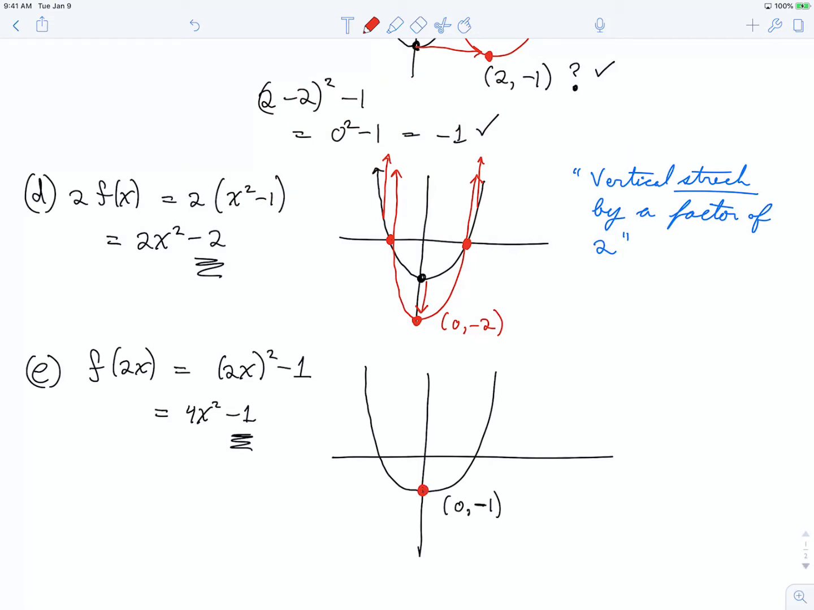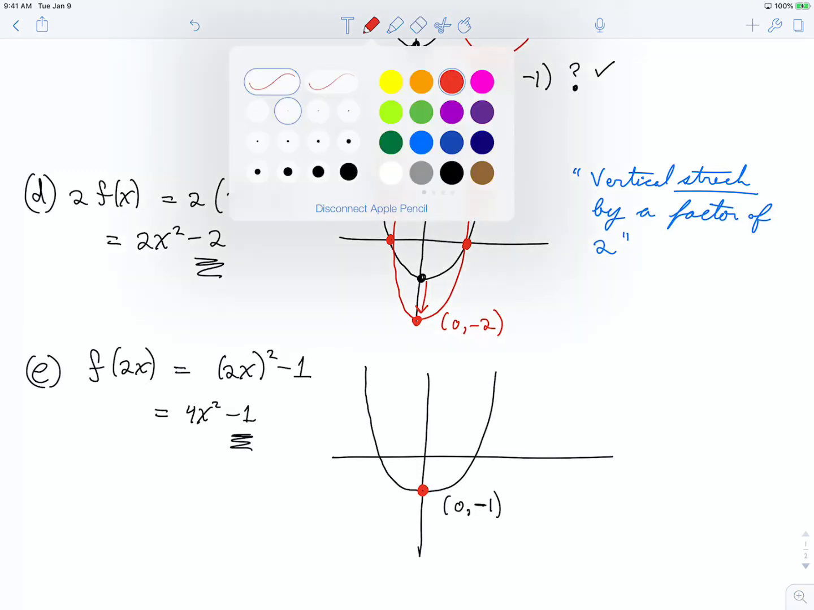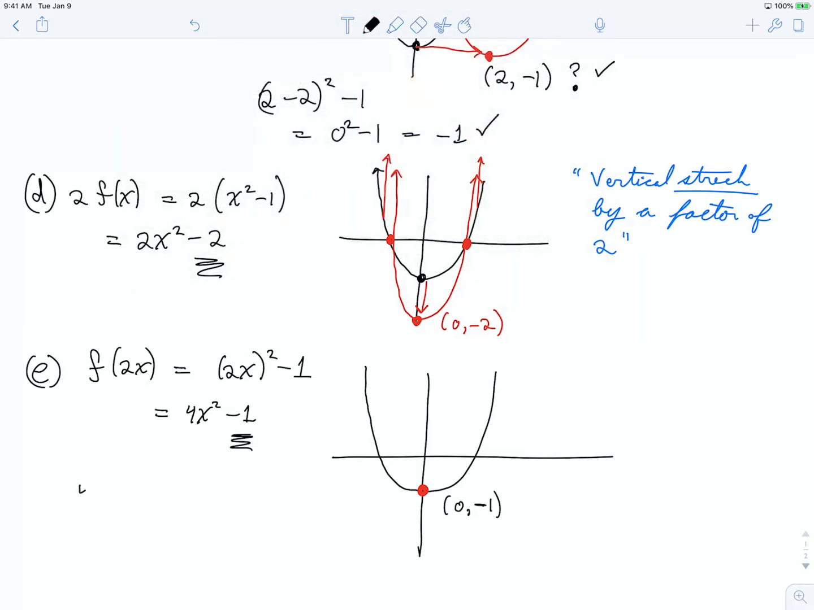And now what about the x-intercepts? That's what's going to change in this problem because we're changing the input of the function. That means we're changing the x values. And so the question is, which way do they go? Let's set up an equation to find the x-intercepts. 4x squared minus 1 equals 0. We get 4x squared equals 1, and eventually x equals plus or minus 1/2. So those are the new x-intercepts.